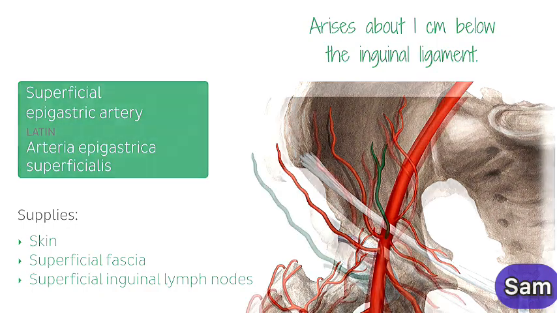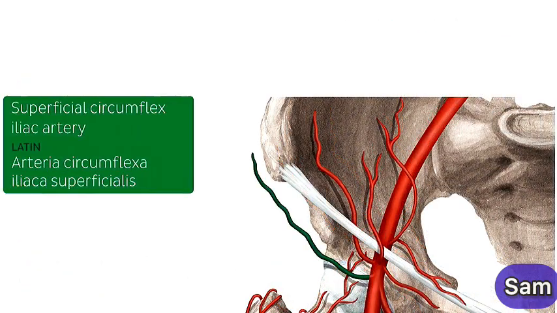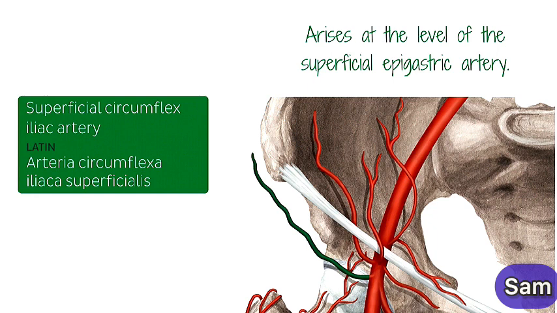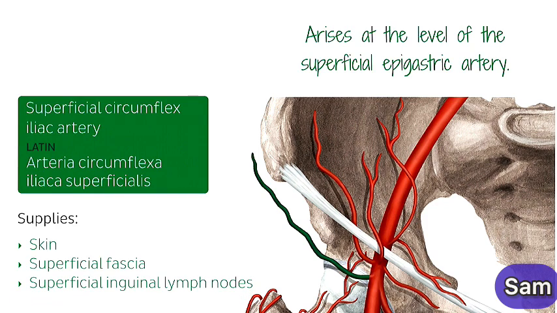The next branch we'll talk about is the superficial circumflex iliac artery, which is the smallest branch of the femoral artery. It arises almost at the level of the superficial epigastric artery, which is the branch that we just talked about. The superficial circumflex iliac artery passes through the fascia lata before coursing towards the anterior superior iliac spine. Like the superficial epigastric artery, it supplies the skin, the superficial fascia, and the superficial inguinal lymph nodes.